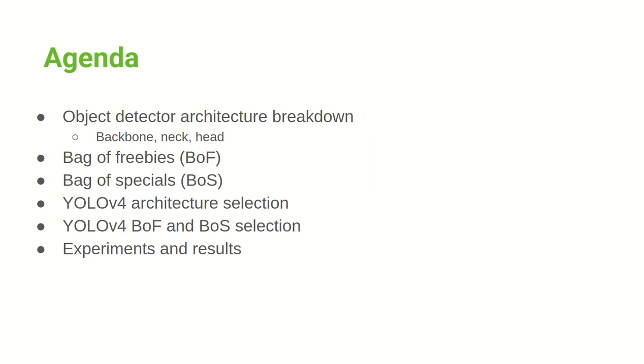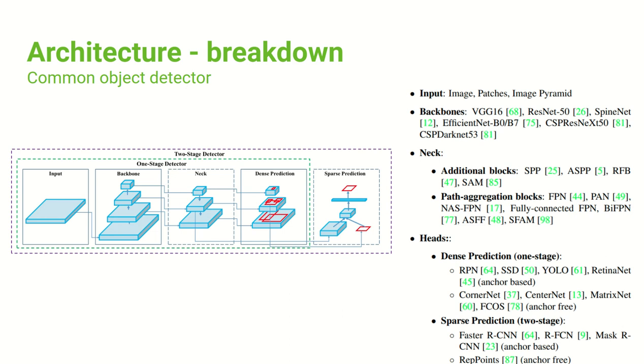We first talk about the object detector architecture breakdown from the backbone, neck, and to the head. And then we will talk about the terminology of bag of freebies and bag of specials. Then we cover the architecture selections for the whole YOLOv4 and the selection from the bag of freebies and bag of specials. Then we're going to show some final results and experiments that YOLOv4 did, to show why they claim YOLOv4 is the optimum object detector. So let's start with the architecture breakdown.